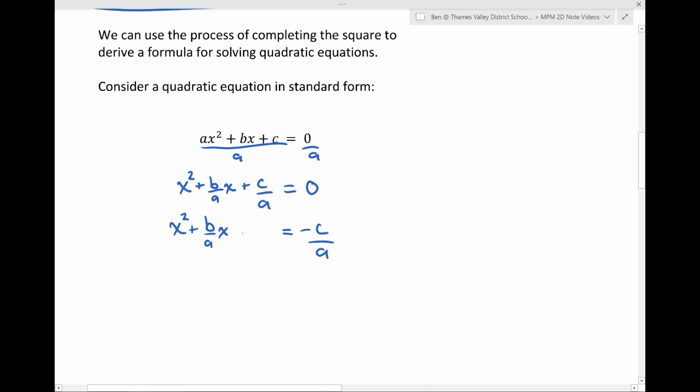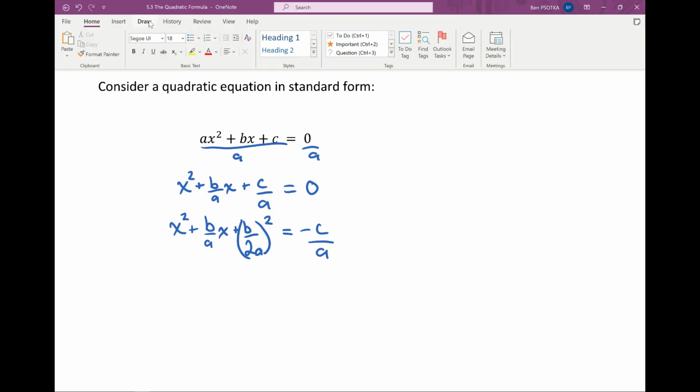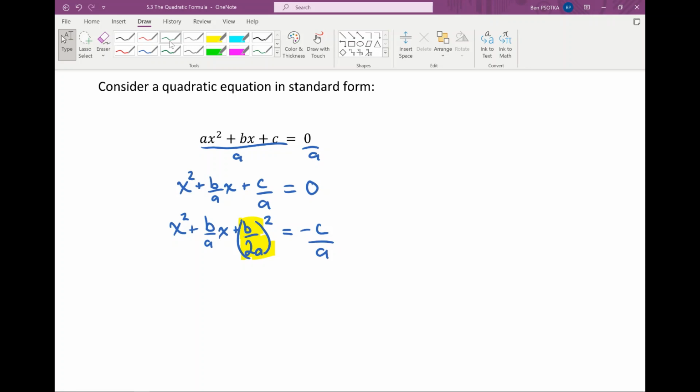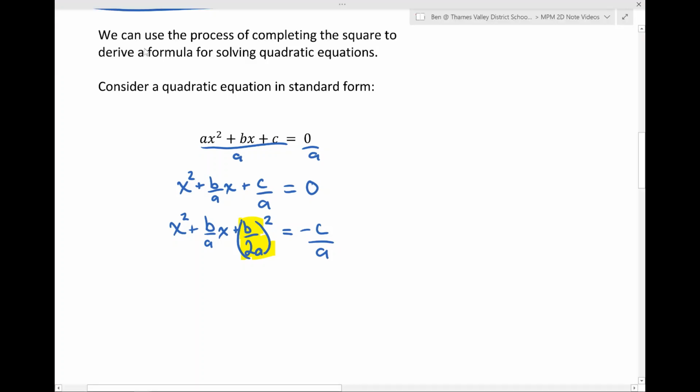Now from here, we want to complete the square. We want to create a perfect square on the left-hand side. So if we are coming up with a perfect square on the left-hand side, then we need to add a term, b over 2a squared. If you're a little bit confused how we came up with this term here, then double check your lesson on completing the square from earlier. But from here, if we add that b over 2a all squared to the left-hand side, we have to do that to the right-hand side as well. So plus b over 2a, again, all squared.